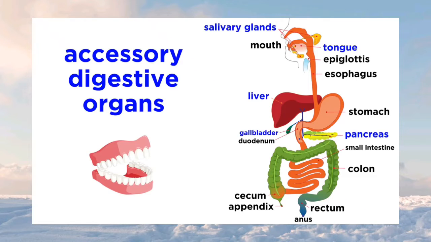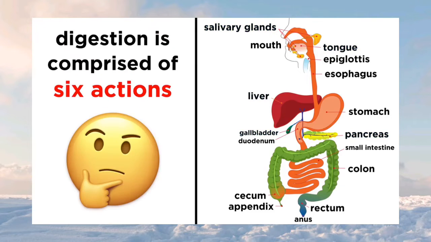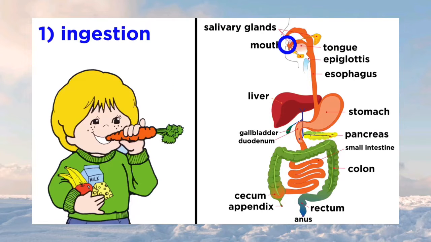The rest of the digestive system is made up of accessory digestive organs like the teeth, tongue, gallbladder, salivary glands, liver, and pancreas, which are not part of the GI tract but have a considerable role in digestion. All of these components work together to produce a sequence of 6 actions. First, ingestion. This is the basic act of eating, meaning putting food into your mouth.